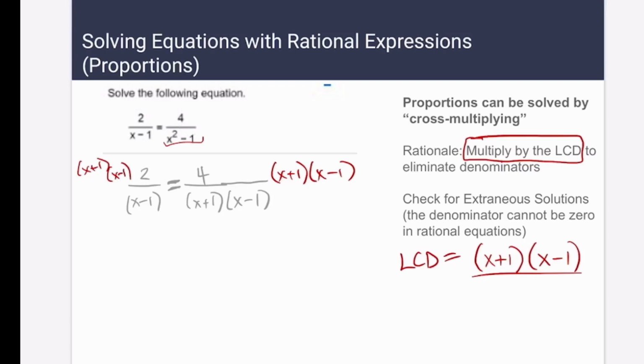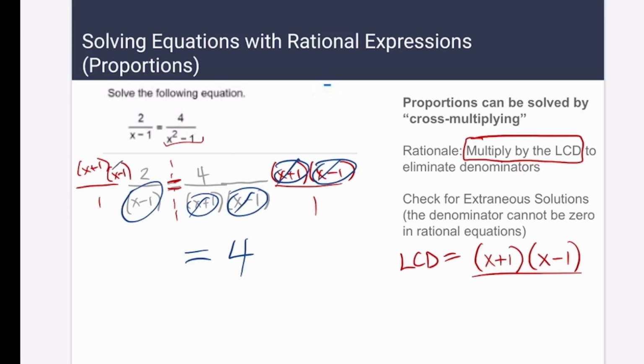Now this is mathematically legal because anything you do on one side of the equal sign, you have to do to the other, and that's exactly what we're doing. We can put that over 1. On the right side, the x minus 1 and the x plus 1 all cancel out. So we get 4. On the left side, the x minus 1 cancels, so we're left with 2 times x plus 1.